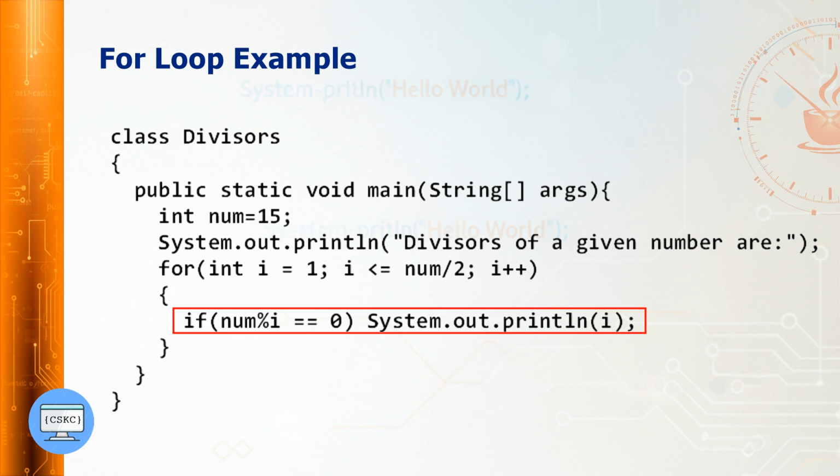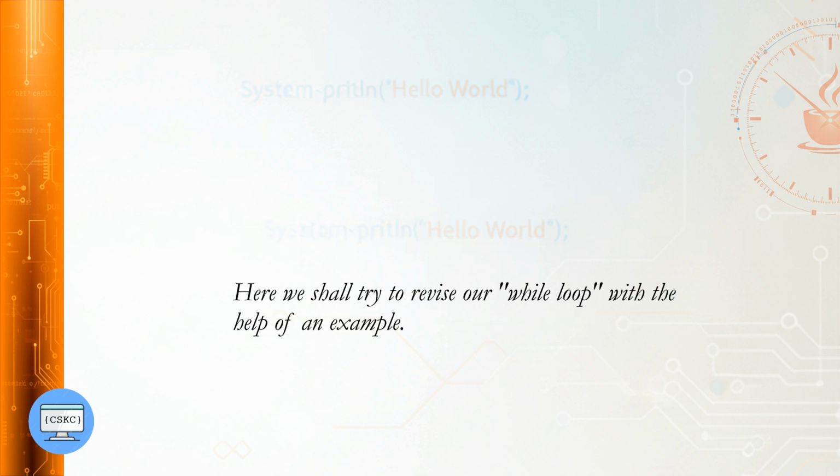Since a divisor means a number which fully divides the number leaving a zero remainder, we are checking num mod loop index, which results in zero remainder. Then loop increment occurs till the condition remains true.